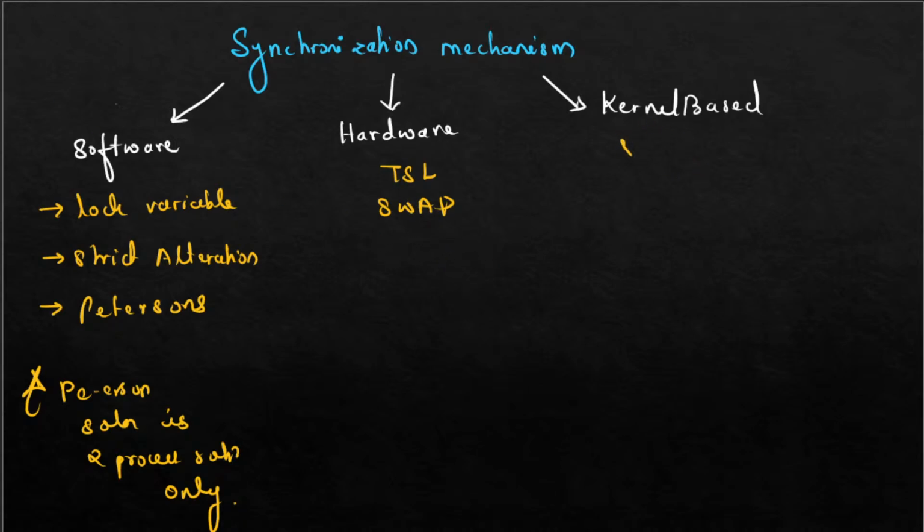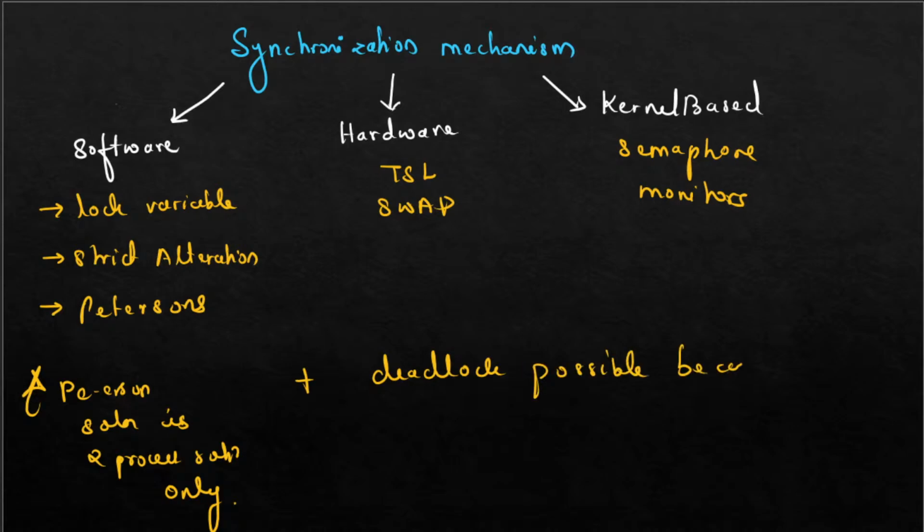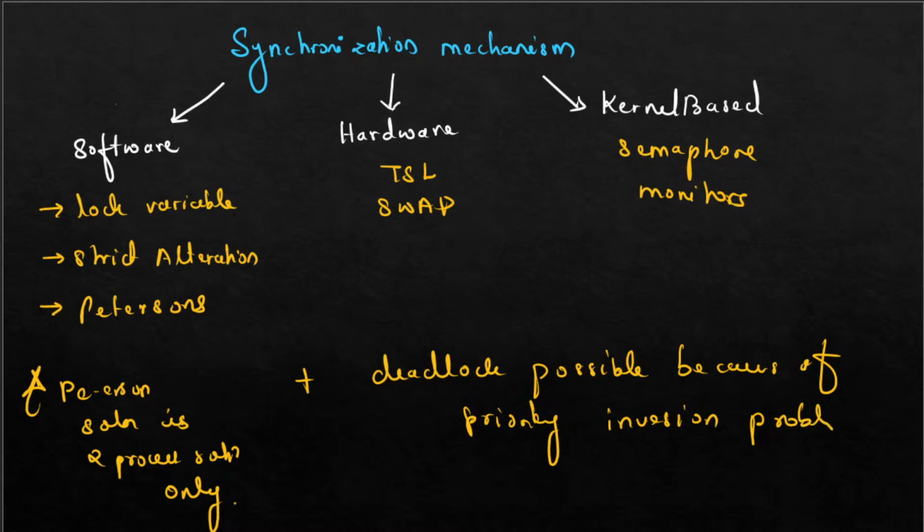After that, kernel based are semaphore and monitors. Also note that deadlock is possible because of the priority inversion problem. Priority inversion problem may occur when busy wait in a synchronization mechanism is used along with preemptive priority scheduling.